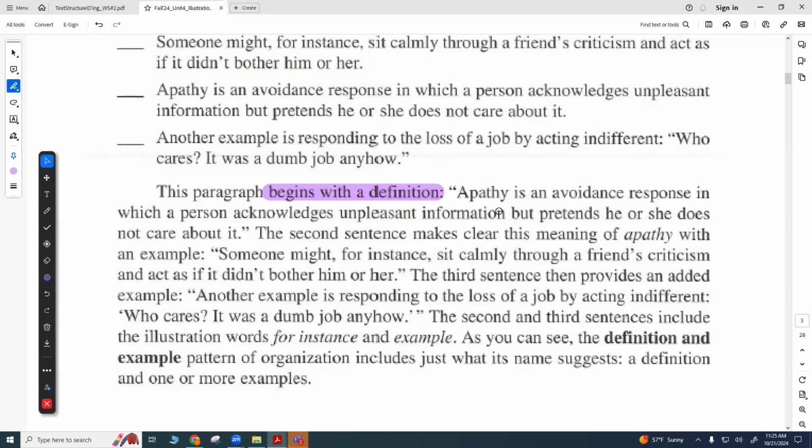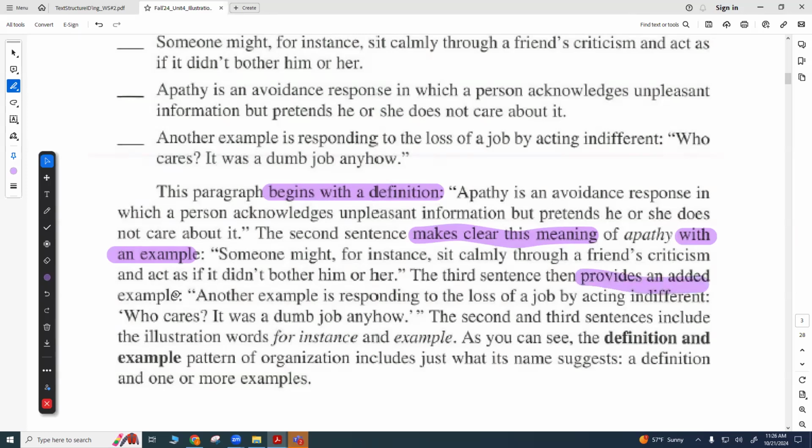All right, so it begins with a definition. Apathy is an avoidance response in which a person acknowledges unpleasant information, but pretends he or she does not care about it. Okay, the second sentence makes clear the meaning of apathy with an example. Someone might, for instance, sit calmly through a friend's criticism and act as if it didn't bother him or her.